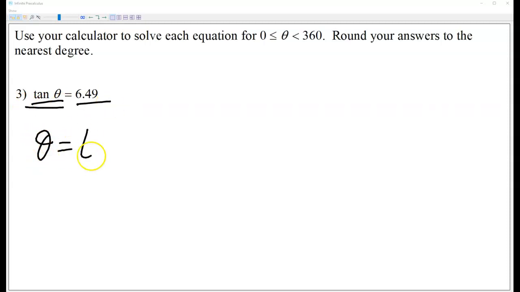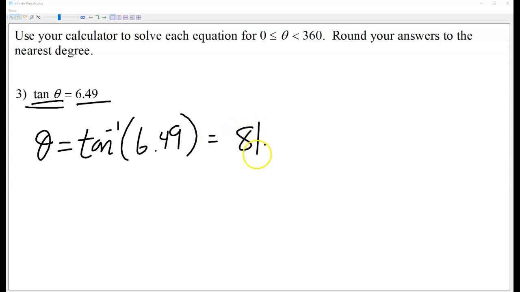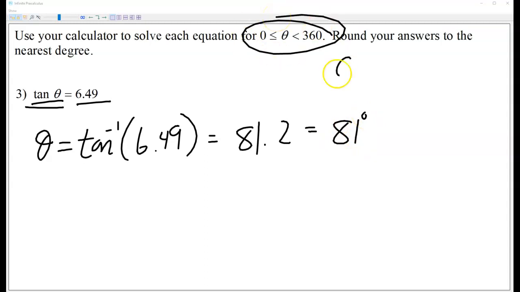If we do arctangent on the right side, we get this, which once again, that's something that we're going to be plugging into our calculator. So let me take a moment to do that. And I get 81.2. And we're just going to round that to 81 degrees. Okay, so that's one of my answers because that is between 0 and 360. Okay, so I'll write it up here at the top, 81 degrees.